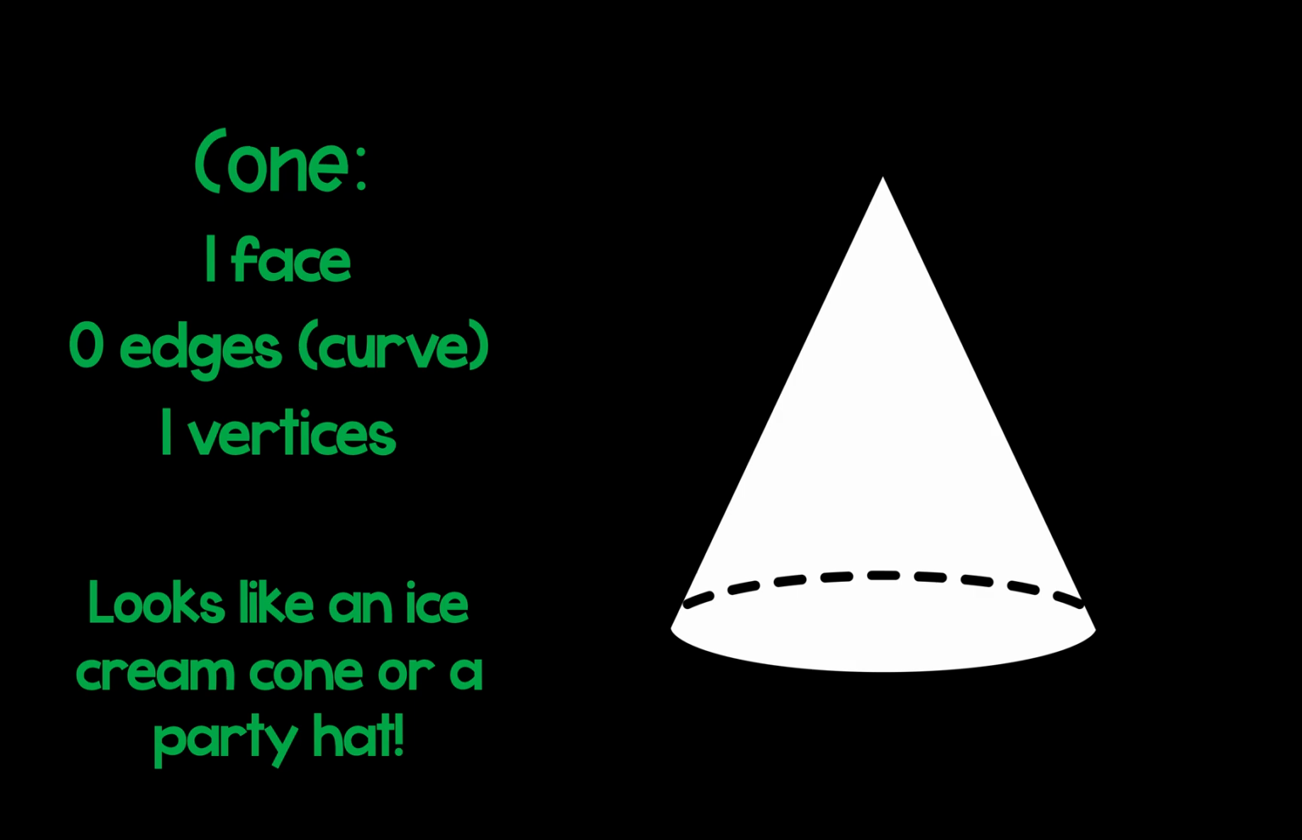This is a cone. A cone has one face. If you watch my mouse, I'm showing you right here. This is the one face. On the bottom, the face is a circle. It has one face. It has no edges, but it does have a curve. And it has one vertex. Vertex 1, because there's only one. And it's right here at the top. This cone looks like an ice cream cone or a party hat.